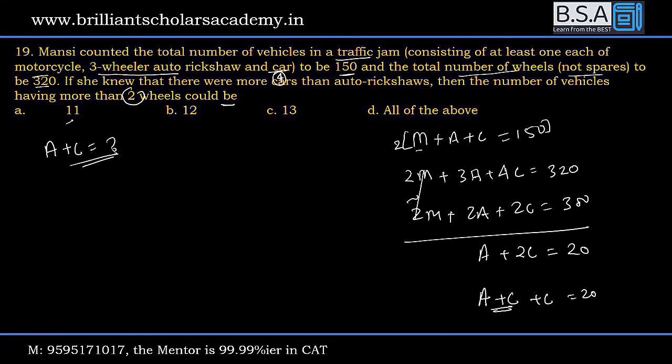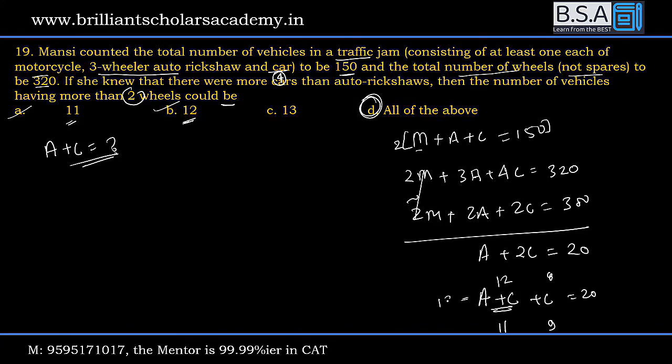Is it possible to have A plus C as 11? If A plus C becomes 11, C becomes 9. Yes, why not? A will become 2. I'm happy with this. Can A plus C be 12? If this is 12, this will become 8. I'm fine with it. So if two values match, the answer has to be all of the above. It's a very small, easy question.